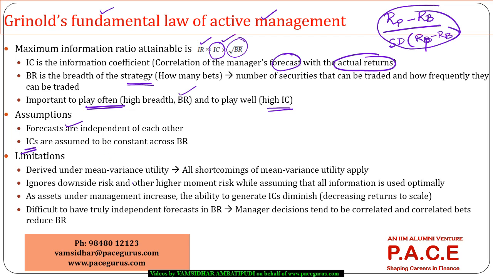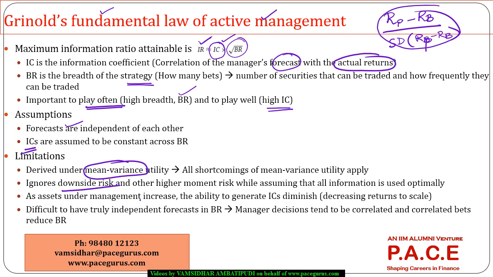And coming to the limitations, it is purely derived from the mean variance utility itself. So all those limitations that are applicable to the mean variance utility based projection do apply even to this Grinold's Fundamental Law. It does not contain the downside risk. To what extent? Because we are talking about how the information ratio is going to be higher. So it does not talk about the downside risk in the process, and even the higher moment risk is not being considered.